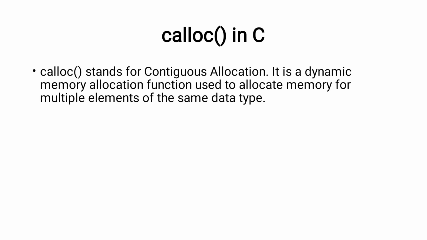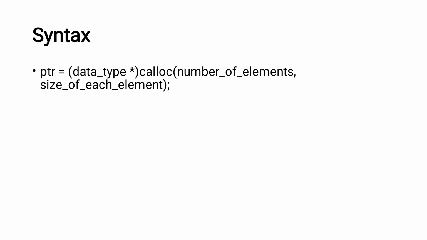It is a dynamic memory allocation function used to allocate memory for multiple elements of the same data type. So calloc means some block of memory will be allocated, and also those memory values are initialized to 0. That is what calloc is. So this is the syntax. Pointer variable equal to data type star, then calloc, and in the brackets we have to mention the number of elements, comma, size of each element. This is the syntax of calloc.